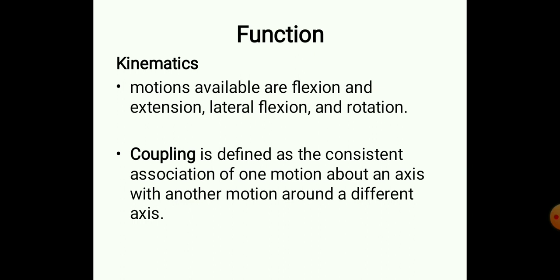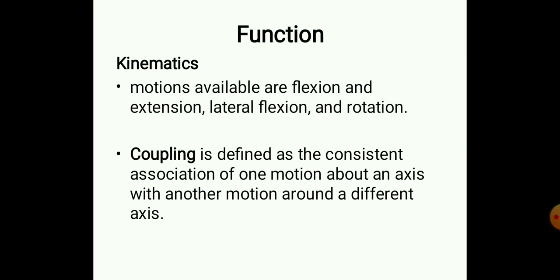Whenever we talk about function, we have to talk in terms of kinematics and kinetics. So what are the kinematics, or what are the movements happening in the spinal column? The main motions available are flexion, extension, lateral flexion and rotation. So the spine can go for flexion or extension, or it can go for lateral flexion. There are also some rotations. These are the movements possible in the spinal region.